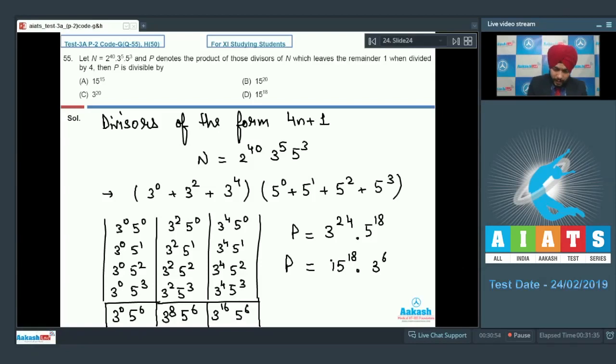Option A is correct. Option B is not correct because it is 15^20. Option C is 3^20, very true from the first part. Option D is 15^18. Yes. So the final answer for this question is ACD.